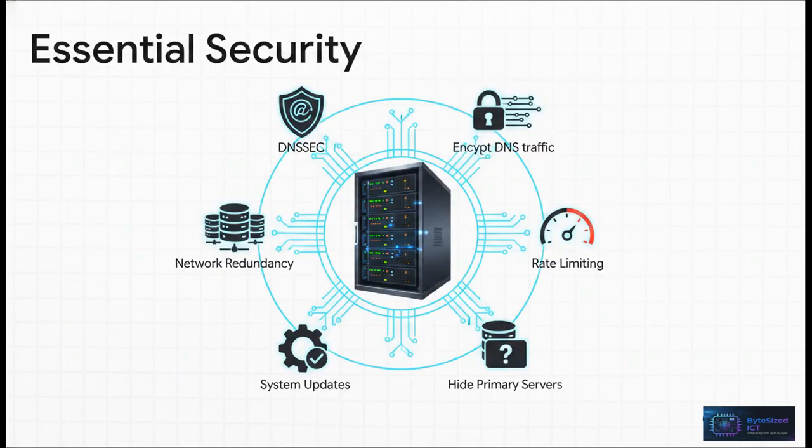First, DNSSEC. It digitally signs your data to make sure it hasn't been messed with. Then, encrypting your DNS traffic keeps it private from anyone trying to snoop. Network redundancy just means having backup servers, so if one goes down, your site stays online. Rate limiting? That helps stop denial of service attacks by controlling how many requests are accepted. Hiding your primary servers just makes them a harder target for attackers to find. And of course, the golden rule of everything. Always, always keep your systems updated. You put all these together, and you've created a truly resilient system.